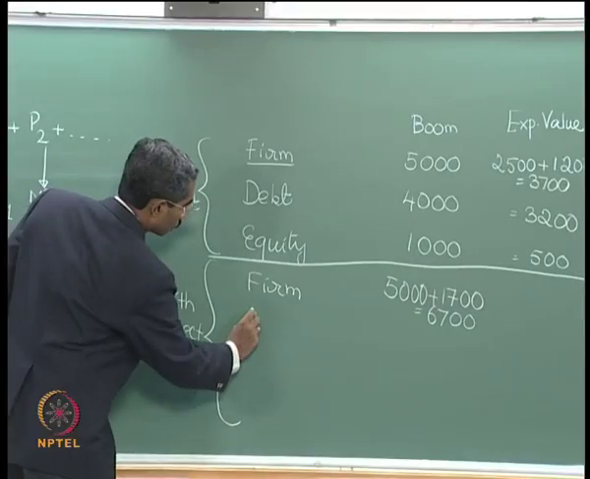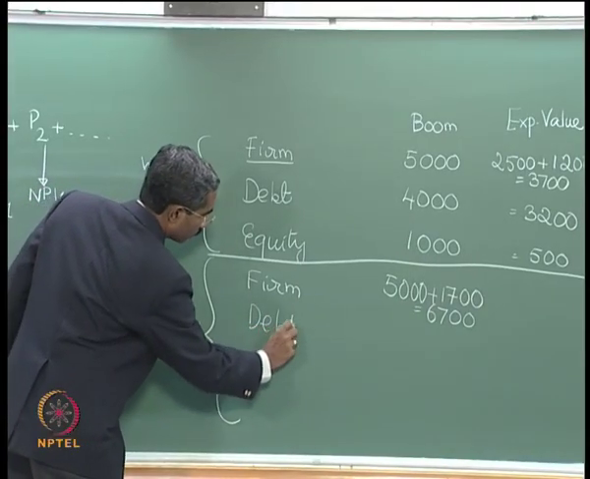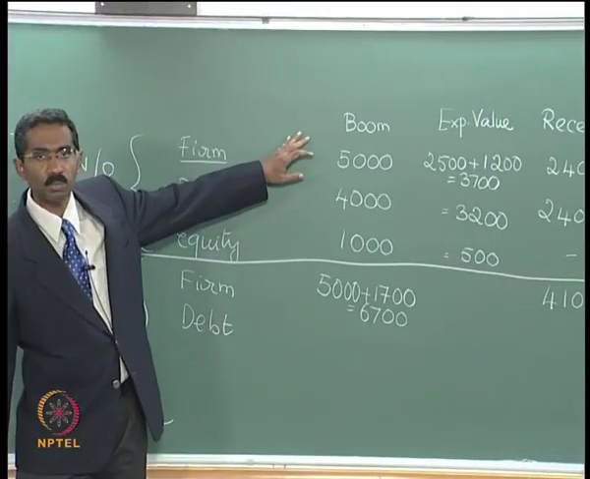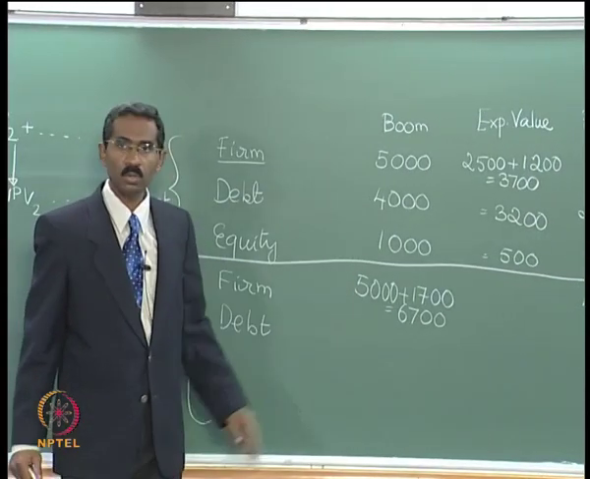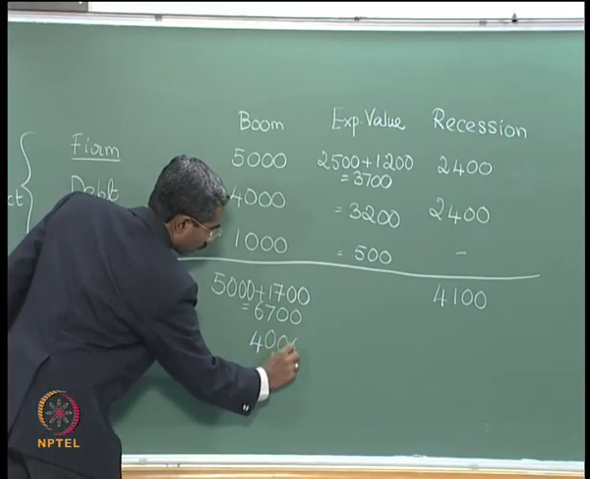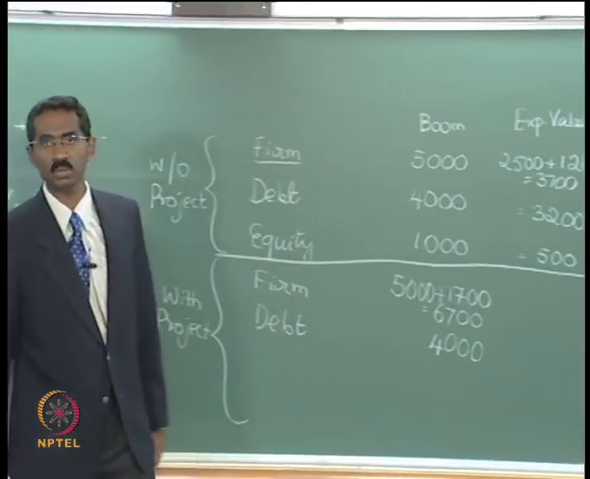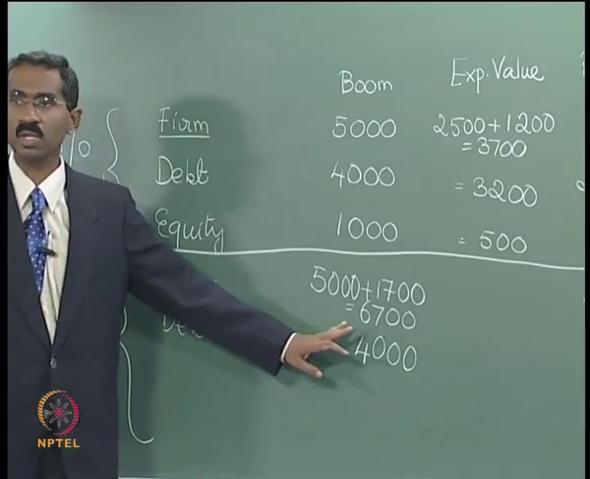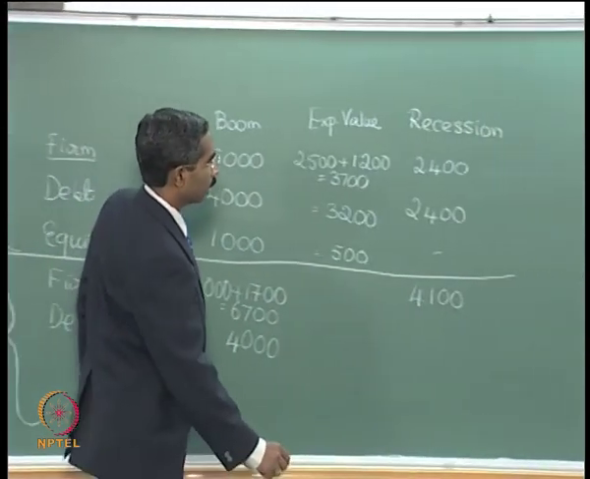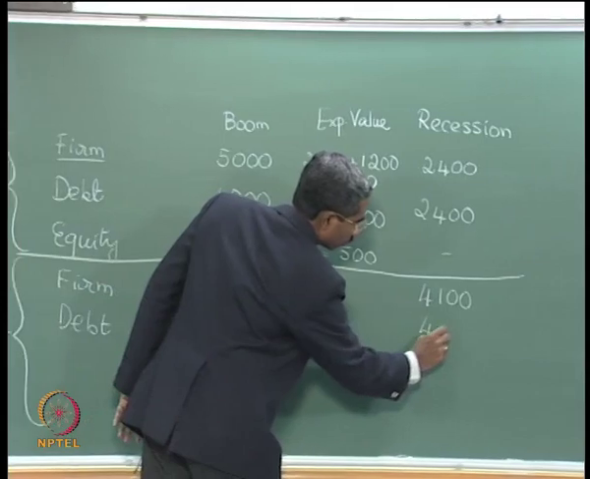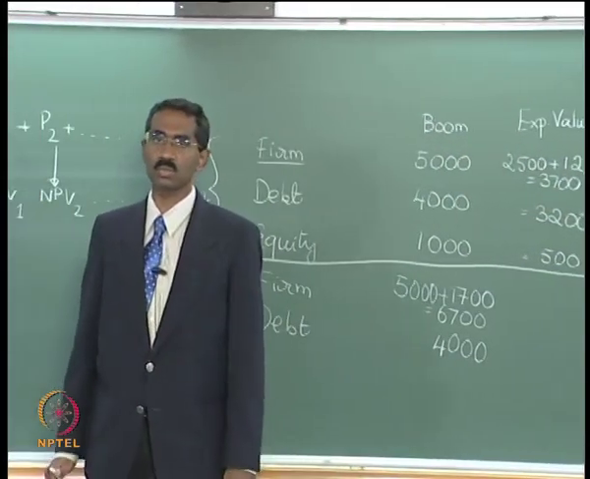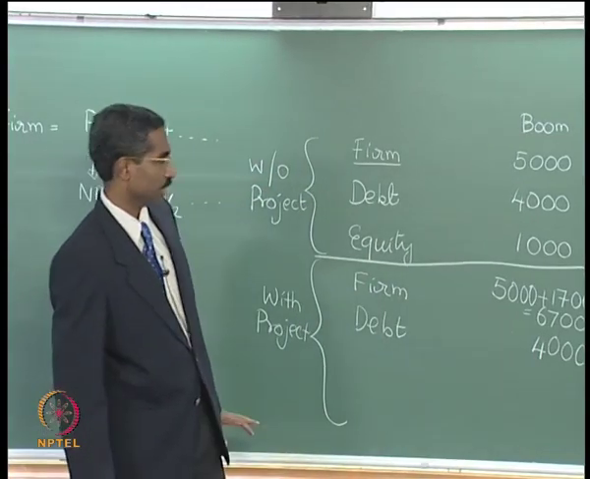So what happens in the case of debt, right? What happens in the case of debt? So during the boom period, the debt holders will get paid the entire 4,000, right? The debt holders will get paid the entire 4,000. The firm is valued at 6,700, obviously it is higher than the value of debt, so the debt holders will get paid. And during the recession also, the value of the firm is 4,100 and the value of debt is only 4,000, so the debt holders will get paid in entirety.